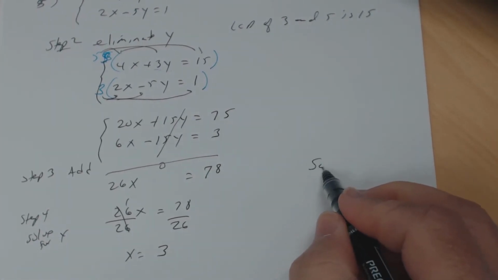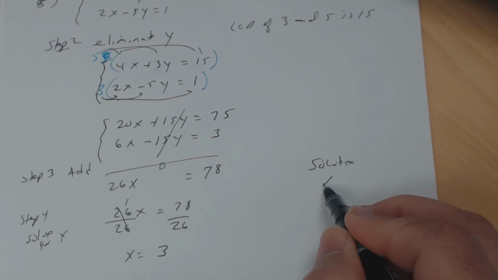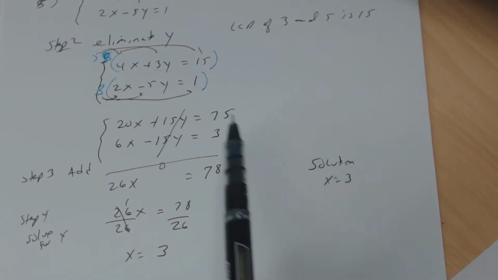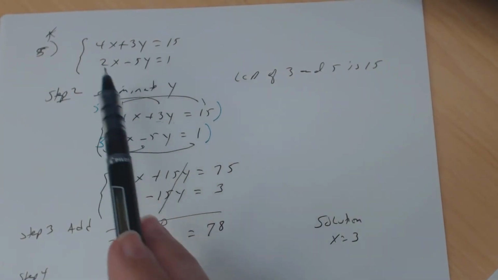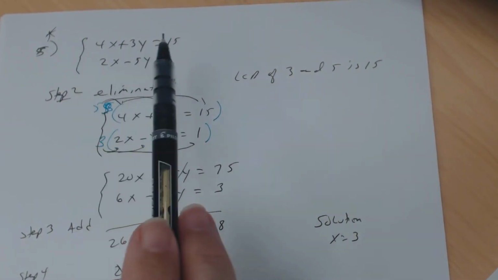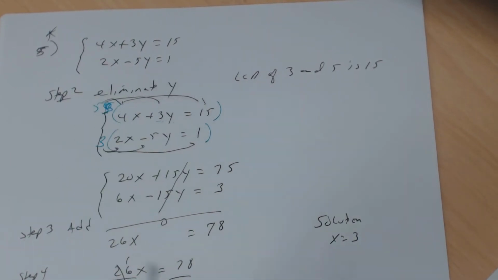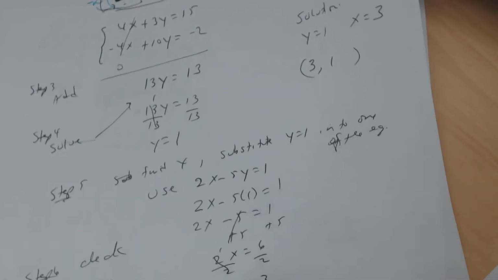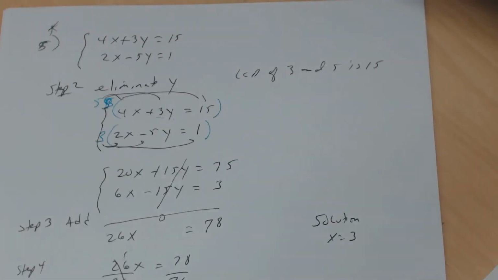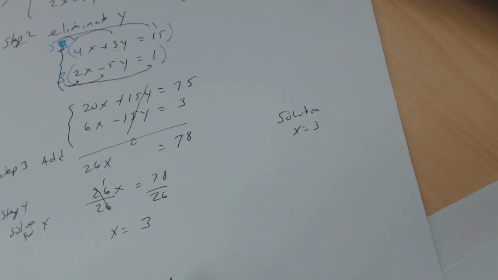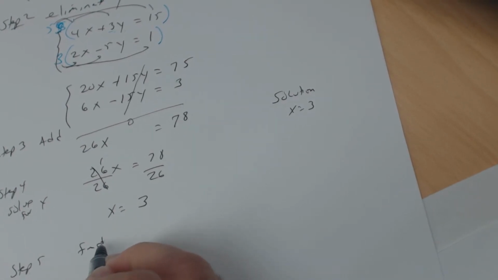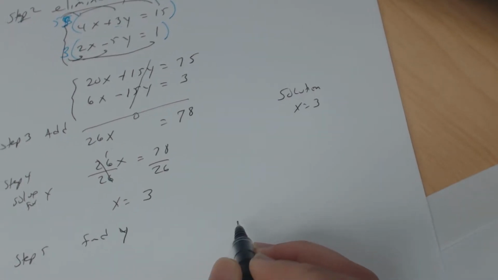So far, my solution, I have x equal 3. All right, now all you do is go back and back substitute. In place of x, into one of these equations, doesn't matter which one, I'm going to plug in 3. Remember, when we did this one, we did get x to be 3, but it was at a further part. Now I got to solve for y. So step 5 is where we find y.